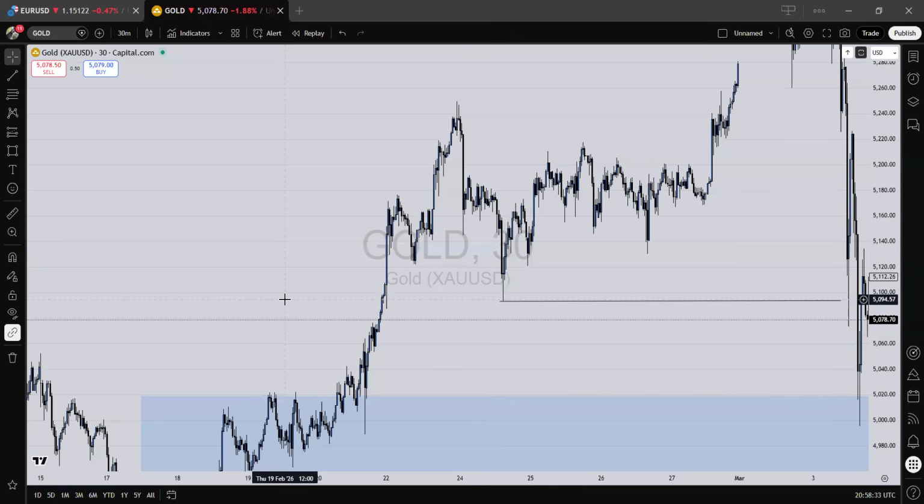Immediately it taps my POI, but what is more important to me is how price got to my POI. How did price get to your POI?